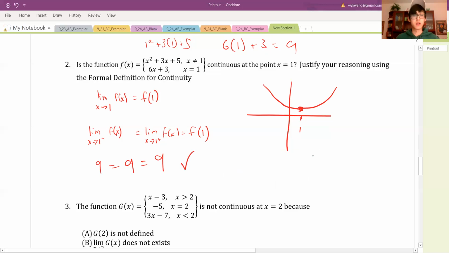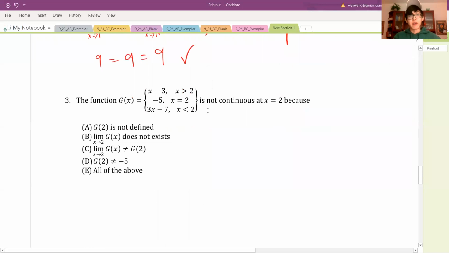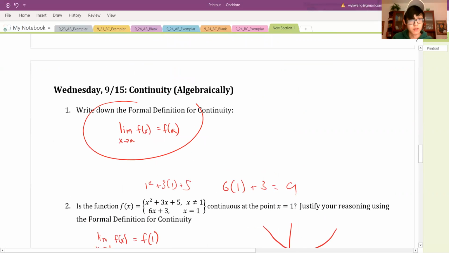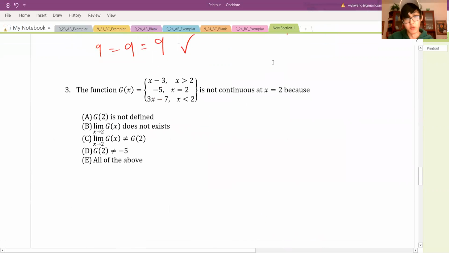Because they all equal each other. Okay, the function g of x, equal to that piecewise function, is not continuous at 2. So we're already told it's not continuous. It already fails this criteria, so we need to know why.